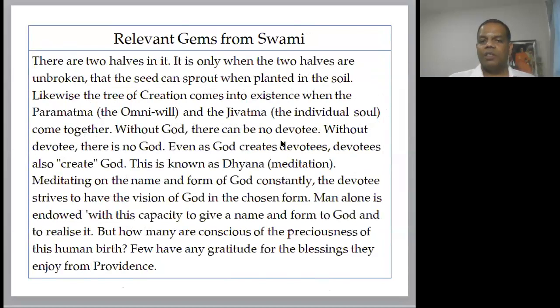Without God, there can be no devotee. Without devotee, there is no God. Even as God creates devotees, devotees also create God. This is known as dhyana, meditation. Meditating on the name and form of God constantly, the devotee strives to have the vision of God in the chosen form. Man alone is endowed with this capacity to give a name and form to God and to realize it. But how many are conscious of the preciousness of this human birth? Few have any gratitude for the blessings they enjoy from providence.